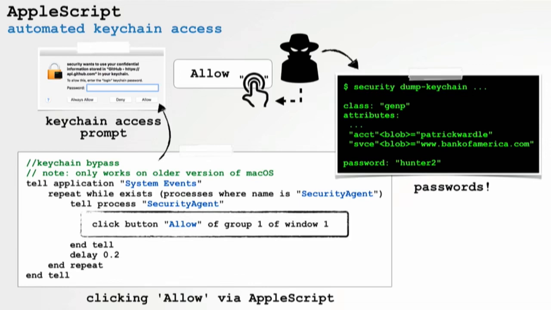So on the slide, we have the code to do this. And basically, you can see we're telling the security agent to click the allow button. You don't need any crazy exploit. You don't need any complex code or root privileges. All you need to do is click this button with AppleScript. You could dump everything in the keychain.